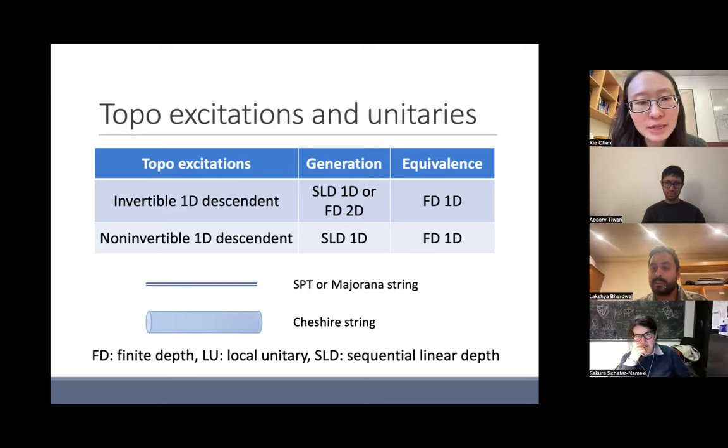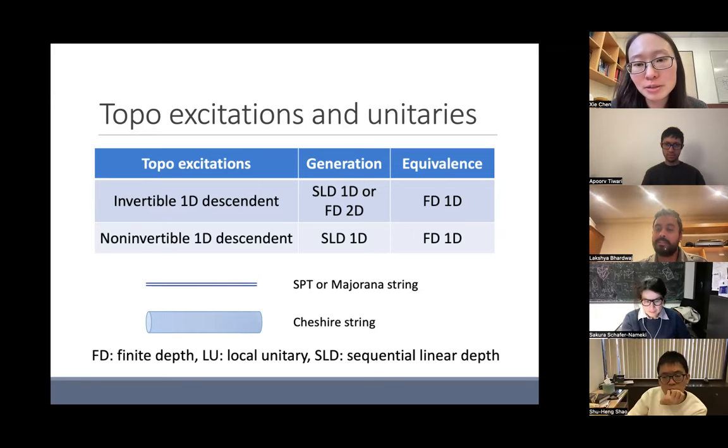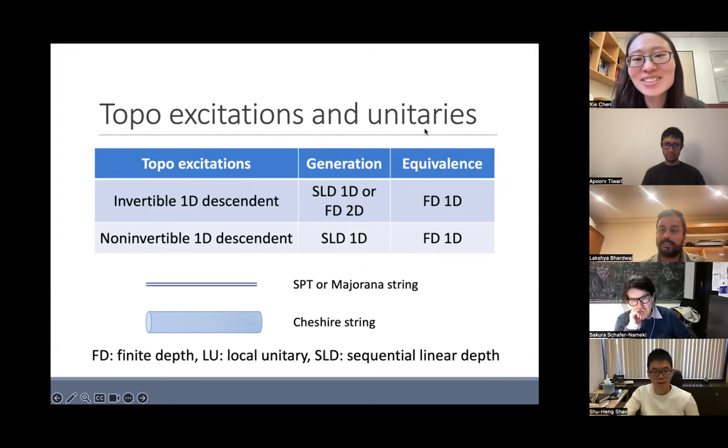Sorry, you were saying finite depth corresponds to invertibility? Invertible things. Oh, you mean from higher dimension? Yeah. If you think about generating the membrane operator from 2D, then the difference between finite depth and sequential gives you the difference between non-invertible and invertible. Yes. Yeah. Thank you. Yeah, that's what I was asking. Thank you. Oh, okay. Yeah. Okay, sorry.